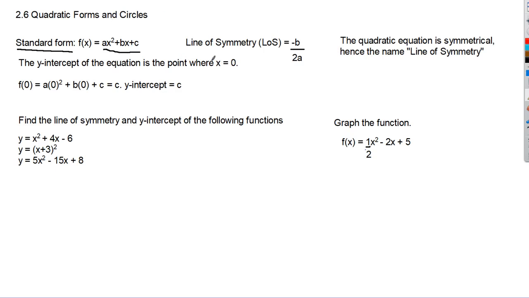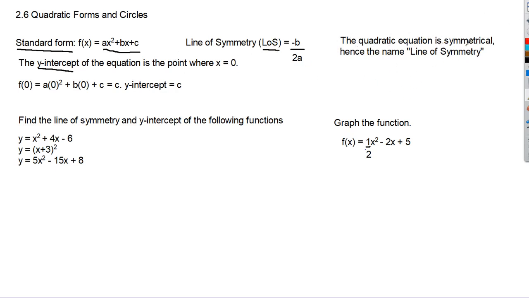Okay, and then we're going to learn new terms today. I don't think they're new, but we're going to review those terms: line of symmetry, y-intercept, and vertex as well. But we're not going to talk about that yet.